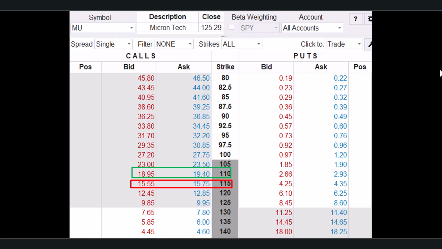Now we want to review a call option debit spread, aka a vertical call spread. For this spread, we want to buy to open the MU July 19 expiration 110 strike call and sell to open the MU July 19 expiration 115 strike call. We're going to base our entry prices on the midpoint between the bid and ask prices. That means we'll buy the 110 call for $19.15 and sell the 115 call for $15.65. $19.15 minus $15.65 equals $3.50. So the entry price or debit cost for the spread is $350.